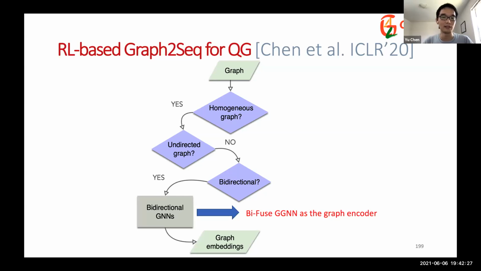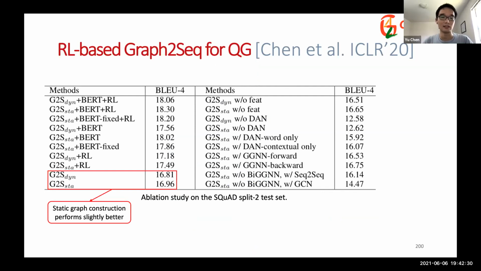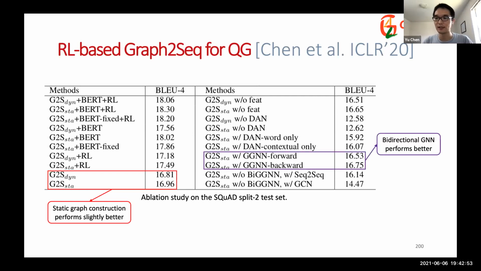And here we can see that the authors compared the results of the static graph construction versus the dynamic graph construction, and it seems from the results that the static graph construction performs slightly better than the dynamic graph construction, but the performance gap is actually quite small. And the advantage of the dynamic graph construction is that it does not need any domain knowledge. The results also showed that the bidirectional GNNs perform better than the directed GNNs. And also the GNN-based graph-to-sequence model performs better than the sequence-to-sequence model.